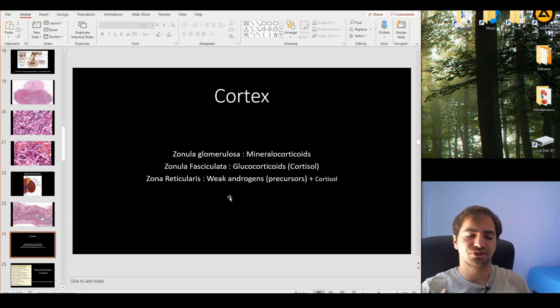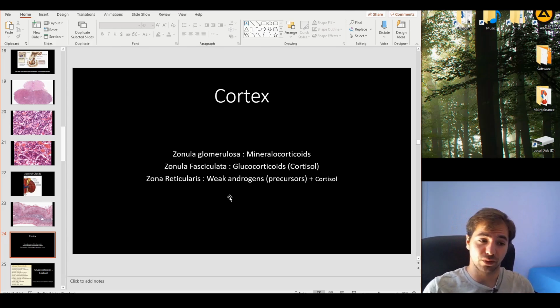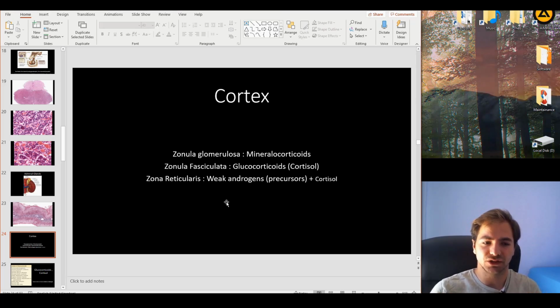So in the cortex, we're going to find three different zones. The Zonula Glomerulosa, which in fact contains and produces mineralocorticoids. What does it mean, mineralocorticoid? Of course, this is the aldosterone. Now, the mineralocorticoid exactly and specifically means the aldosterone.